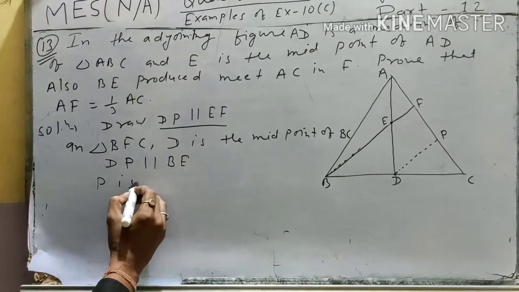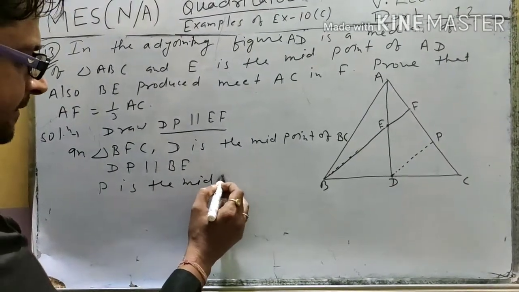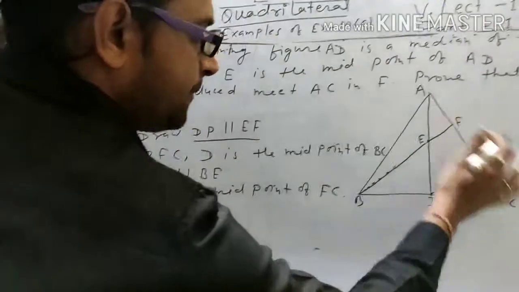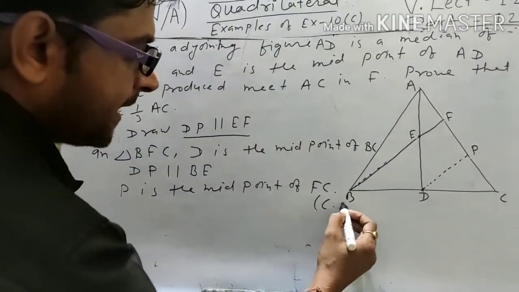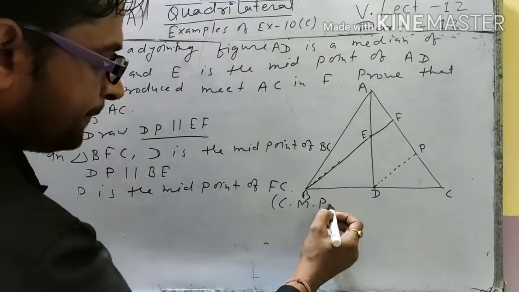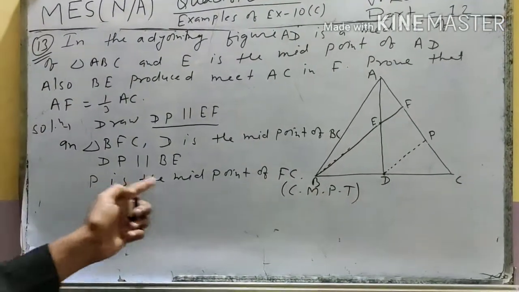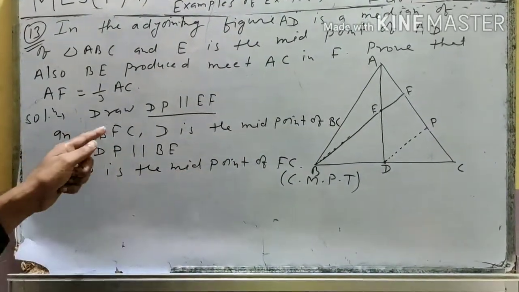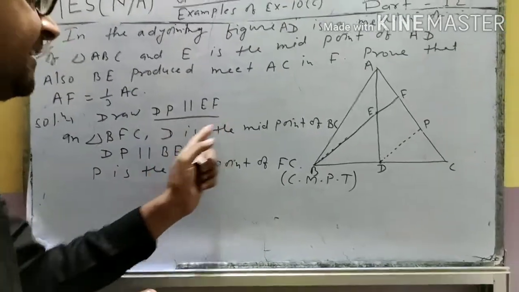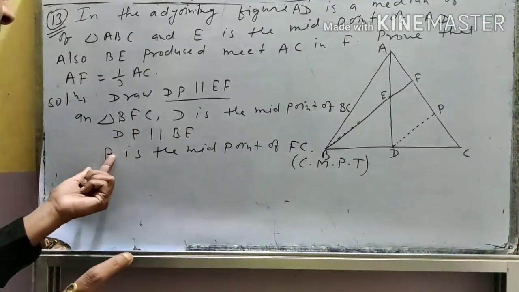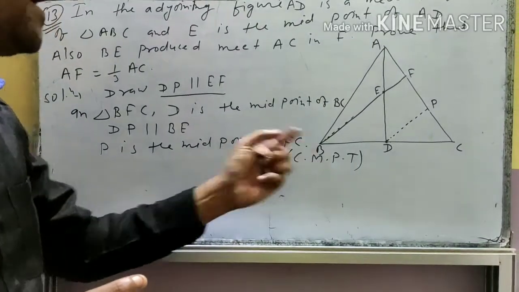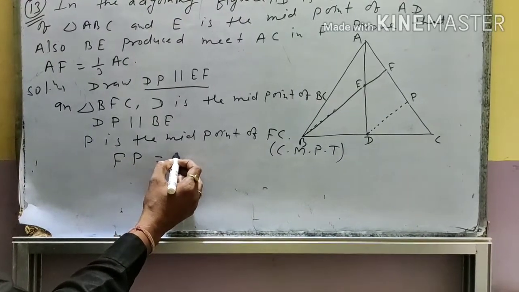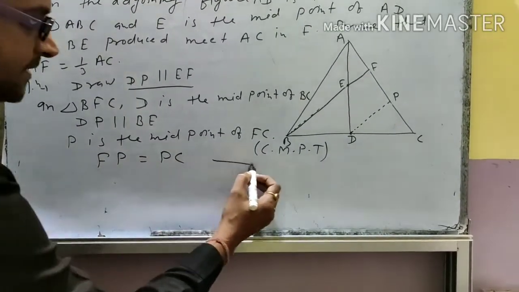Then P is the midpoint of FC. Here write down converse of MPT. By the converse of MPT, P is the midpoint of FC. Already discussed in the theorem in the previous class, student. You take the triangle, D is the midpoint, that is given, and another line is parallel, so P is also the midpoint of FC. So FP is equal to PC. This is equation first.